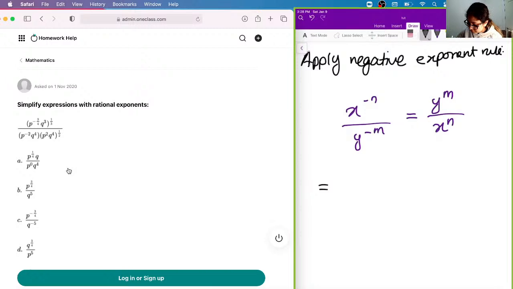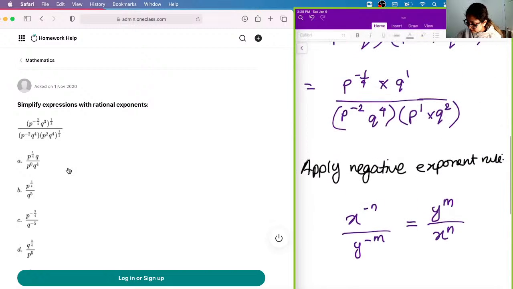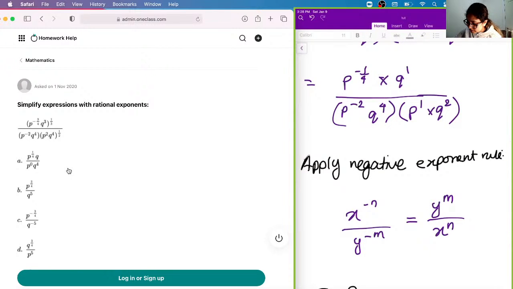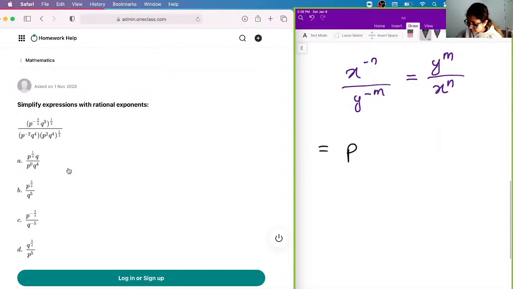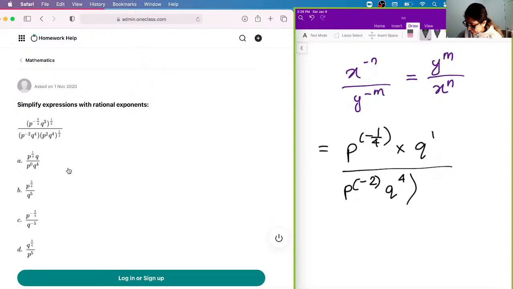So over here, since we have p to the power negative 1 over 4, we're going to express, let me write that down: p to the power of negative 1 over 4 times q to the power of 1 over p to the power negative 2 q to the 4, and this is multiplied into p to the power of 1 times q to the power of 2.